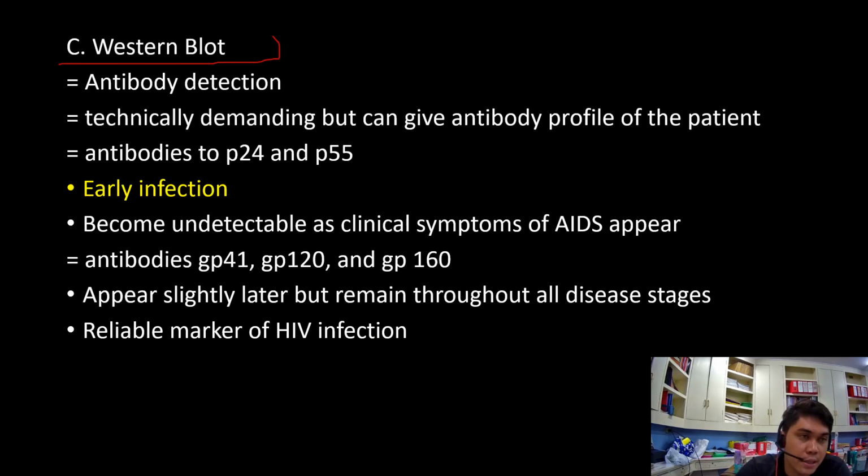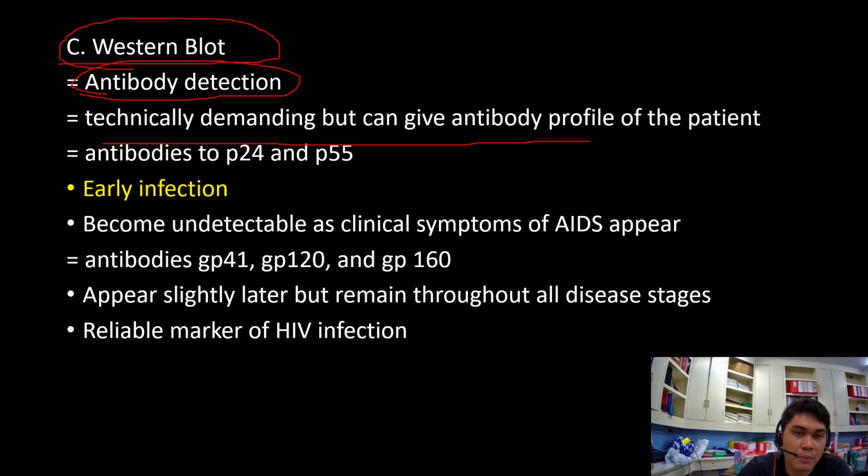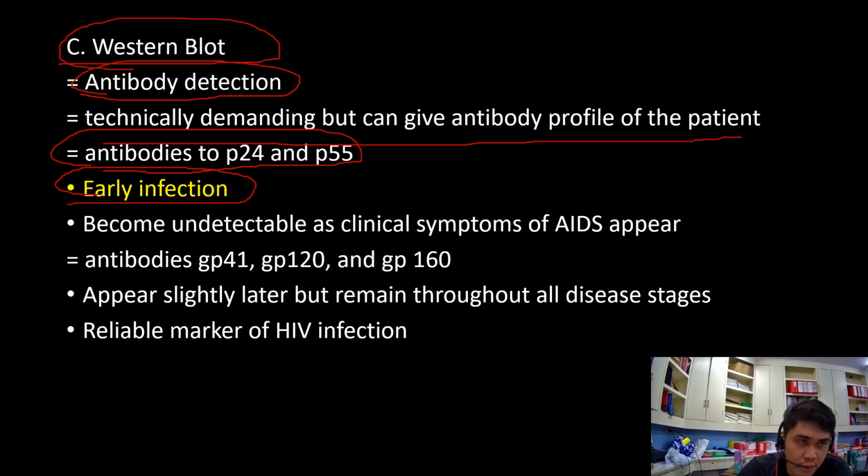Then next is the Western blot. The purpose of Western blot is to detect antibodies against HIV antigens. Technically, depending on the test, it can give the antibody profile of the patient. If there's a presence of antibodies to P24 and P55, there's an early infection. And regarding these antibodies, they become undetectable as clinical symptoms of AIDS appear.